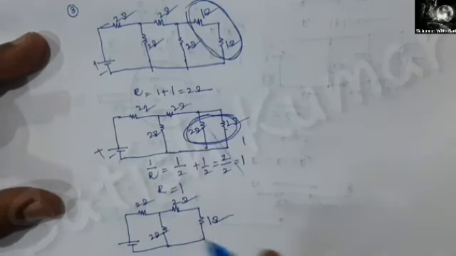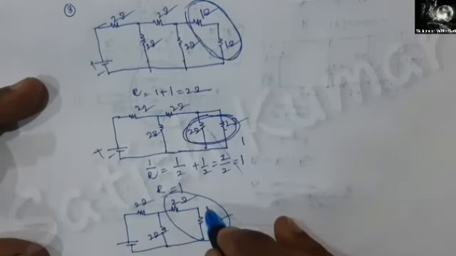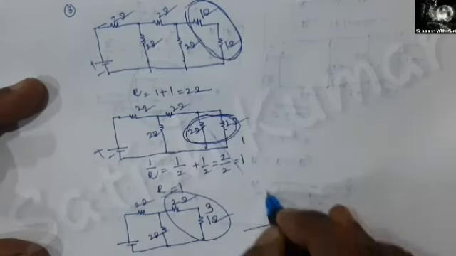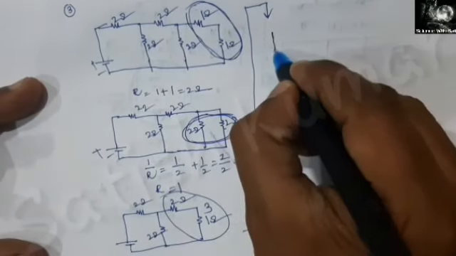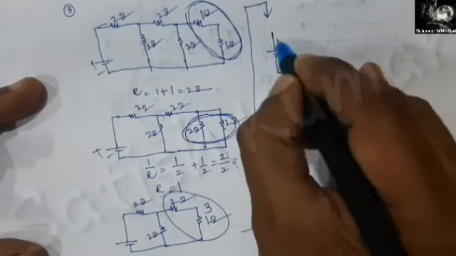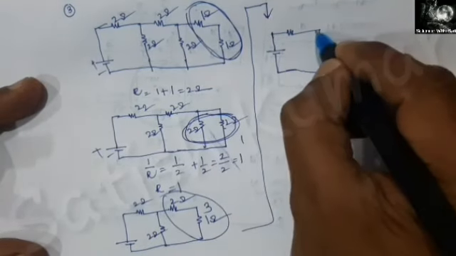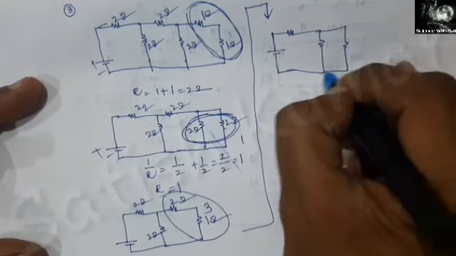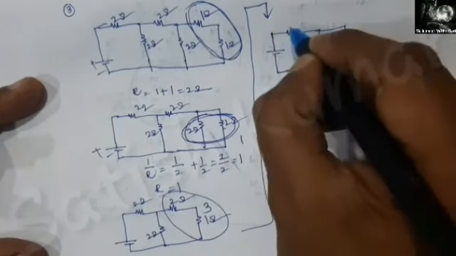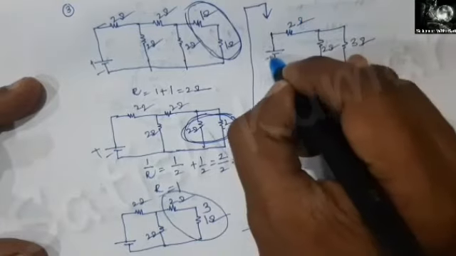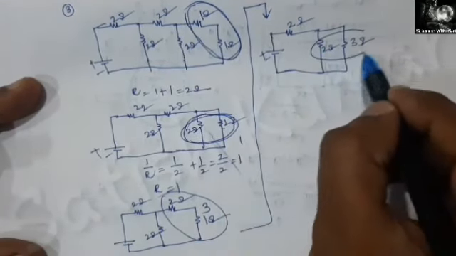So, this is 2 ohms, this is 2 ohms, the resultant of these two is 1 ohm and this is 2 ohm. Now, these two are in series again, so it will be 3. Now the circuit becomes 3 ohm, 2 ohm and 2 ohm, and this is the battery. Now, these two are in parallel.